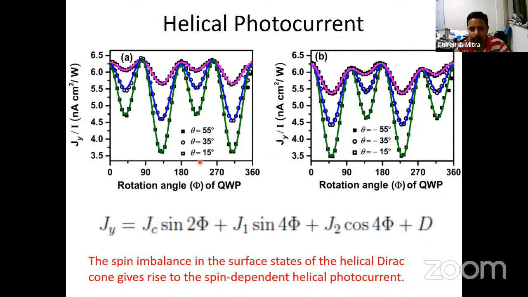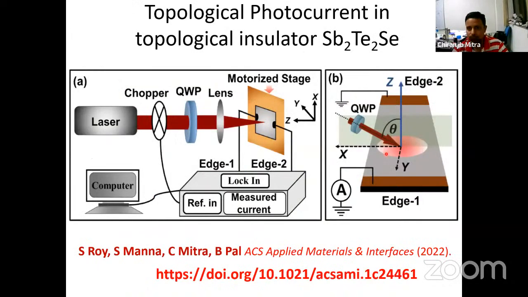This is again left circularly polarized light and right circularly polarized. As you can see, this is theta equal to 15 degrees, this is theta equal to 35 degrees, and this is theta equal to 55 degrees. On the right hand side, we see the same plot, but where the beam is coming from the opposite direction. So let's say this is positive theta, and negative theta means the beam is coming from this direction. This measurement was done at the center of the sample so as to avoid any photothermal current.